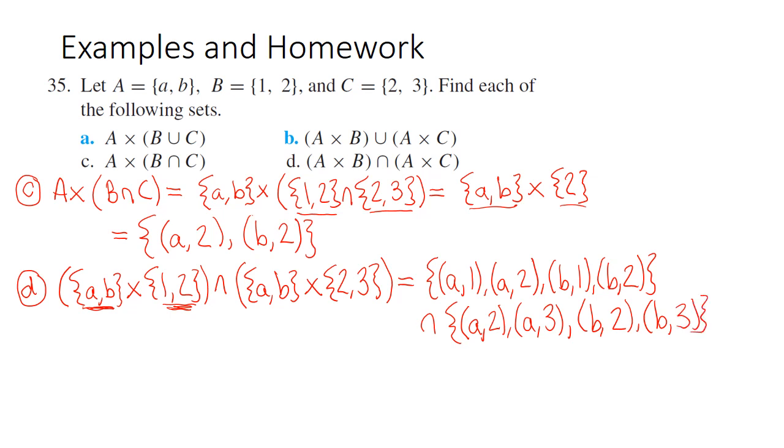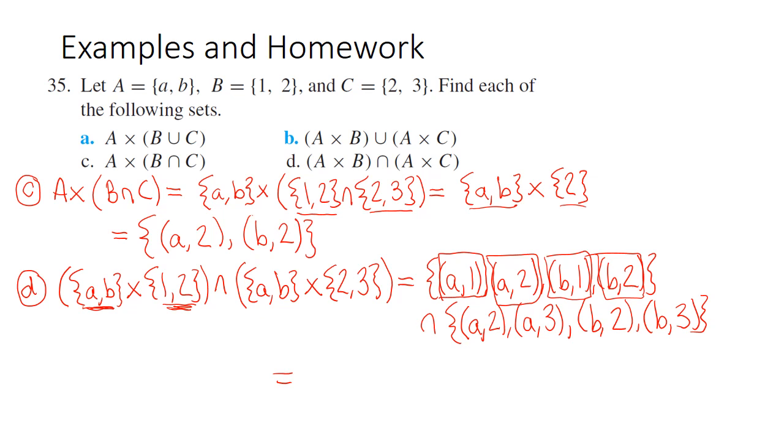Okay, and now I need to perform the intersection. So I need to look at things that are in both sets. And remember, there's only 4 elements in each of these sets. Like this is 1 element, this is 1 element, this is 1 element, this is 1 element. Don't try to drill down into those ordered pairs. The ordered pair is like a block.